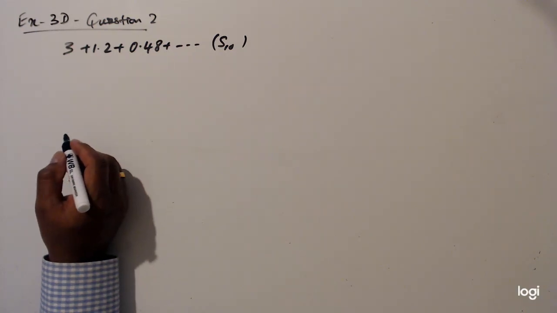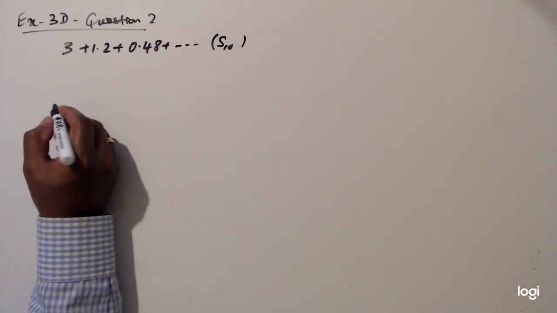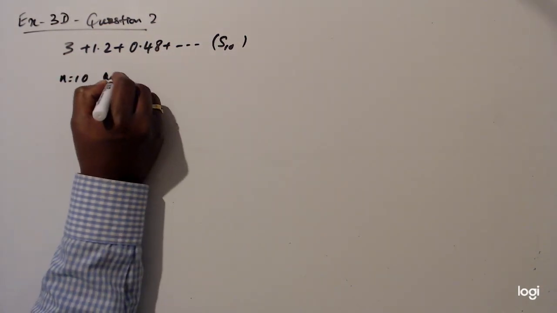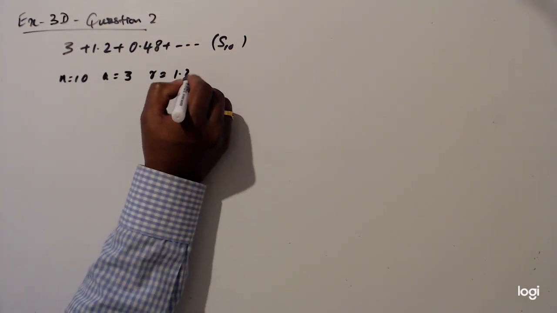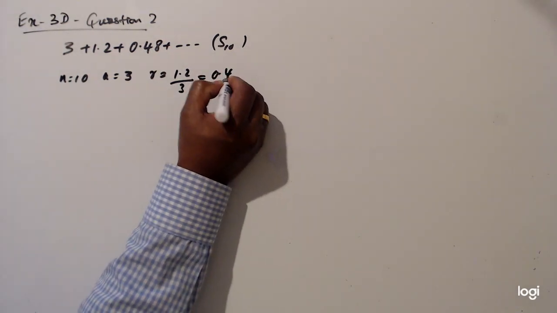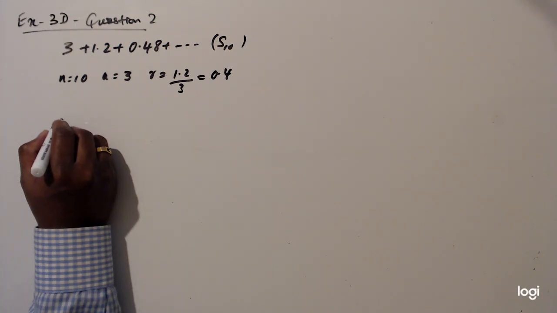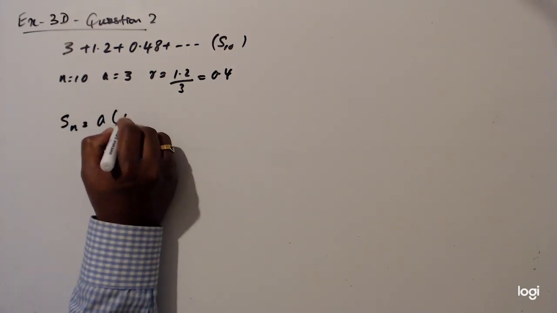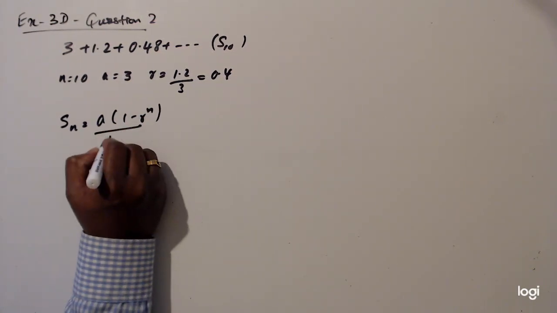Question number 2. We need to find the partial sum of 10 terms. N value is 10, A value is 3, and R is 1.2 divided by 3, that is 0.4. The formula is Sn equals A(1 minus R^n) over 1 minus R.